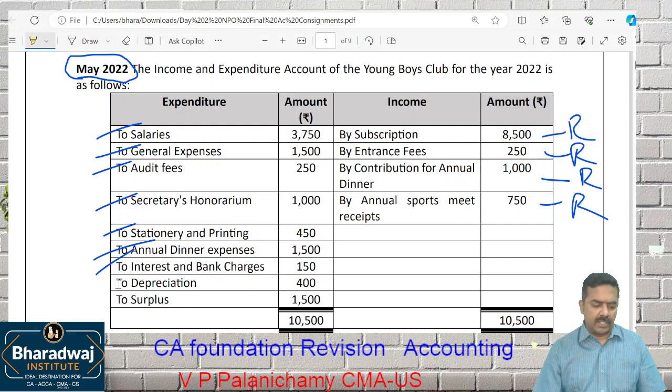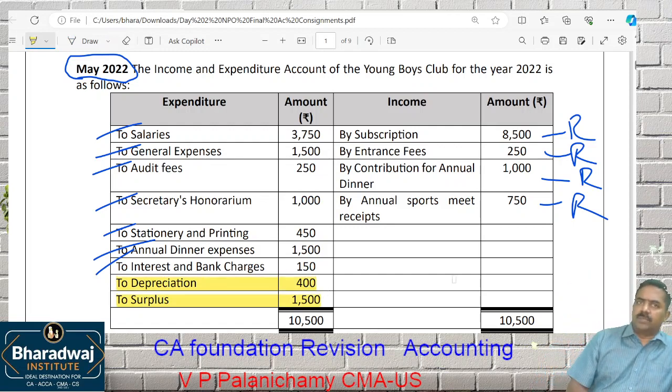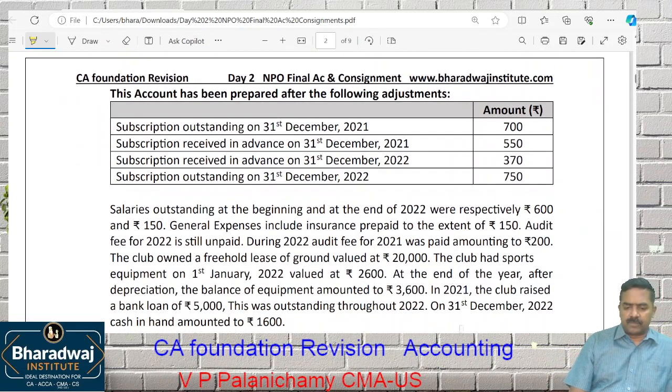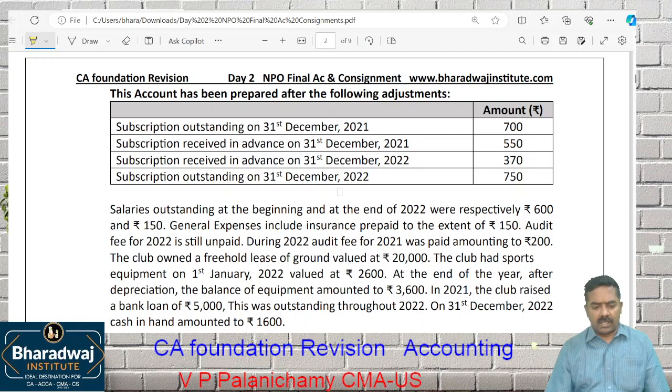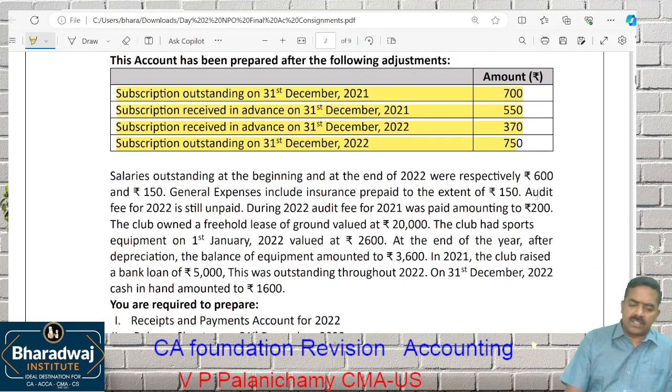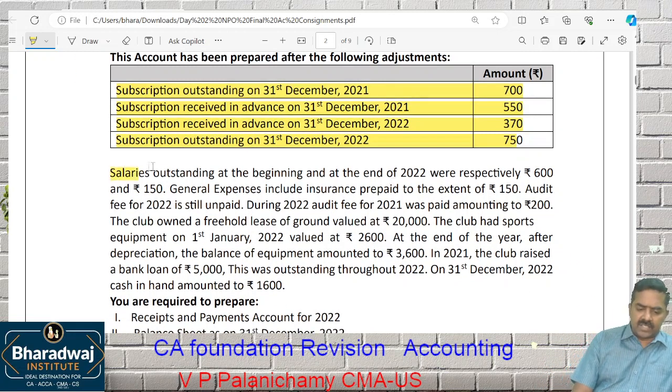Then what about depreciation and surplus? Are they cash items or non-cash items? Non-cash items, that will not come in the receipts and payments account. We are given subscription, outstanding, advance, everything at the beginning and end of the year. We have to prepare the subscription account to find out what is received. Then we are given salary outstanding at the beginning and end of the year. Salary and general expenses include insurance prepaid. Audit fees still unpaid is given. Current year audit fees unpaid, and last year's audit fees paid, is given.